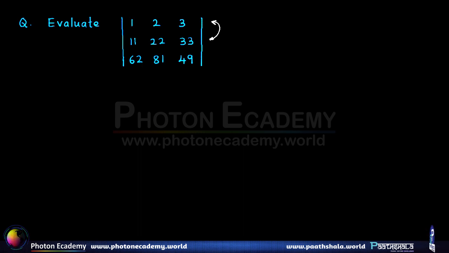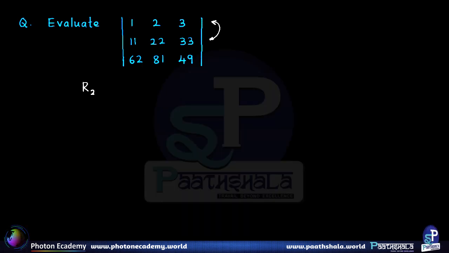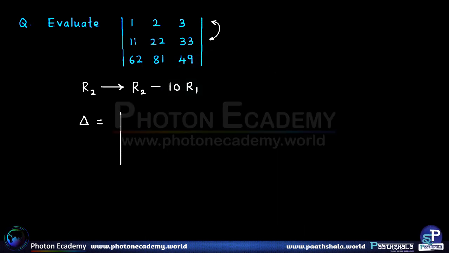So suppose we change the second row to second row minus 10 times the first row. Therefore, as per the property, the value of the determinant will not be changed because of this operation. The first row and the third row remain unchanged because we are not changing them. It's only the second row that we are changing.